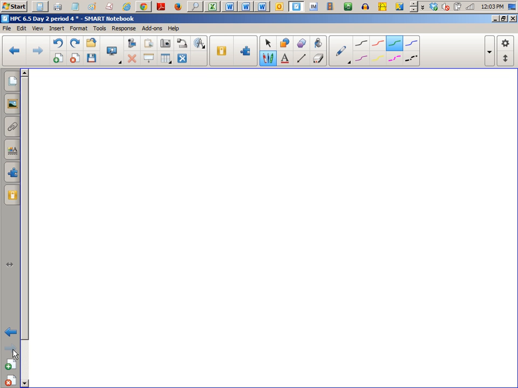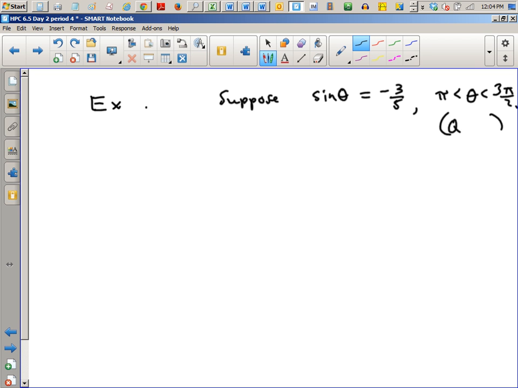Okay, let's go ahead and try a problem real quick. So what would happen if I said, suppose sine of theta is negative 3/5 and pi is less than theta is less than 3 pi over 2. What does this little part at the end mean again? It's between 180 and 270. So this is just a fancy way to say quadrant 3, right? We talked about that.